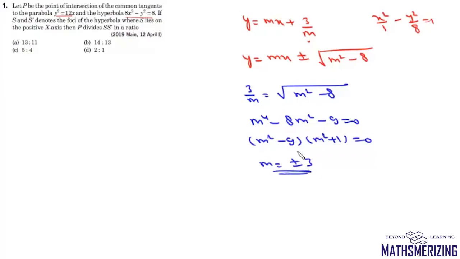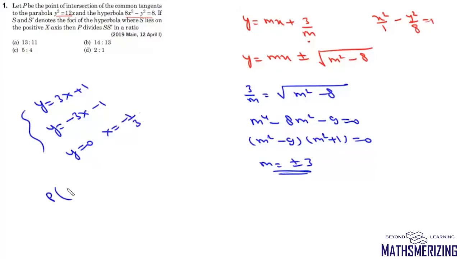Now we'll put the value of m as 3. We'll get this equation as y equals 3x plus 1. And if we put m as minus 3, we'll get this equation as y equals minus 3x minus 1. Now we'll need to find their point of intersection. Now we'll add them. We'll get y equals 0. And if we put y equals 0, we'll get x as minus 1 by 3. So this point P will be minus 1 by 3, comma 0.